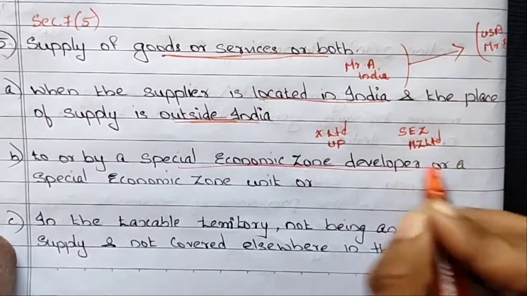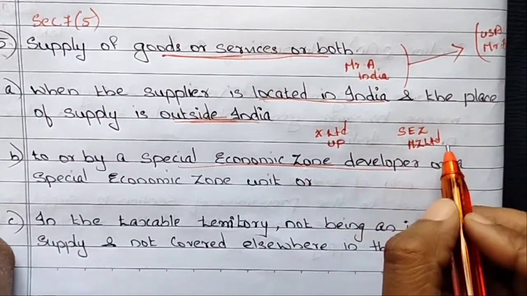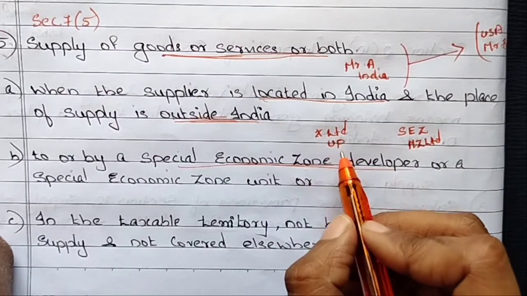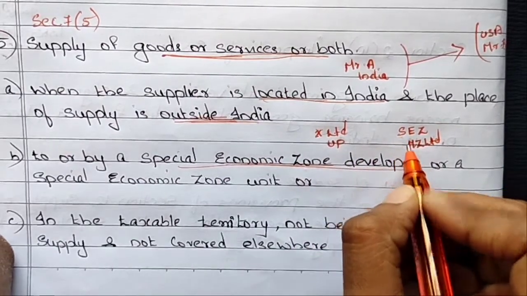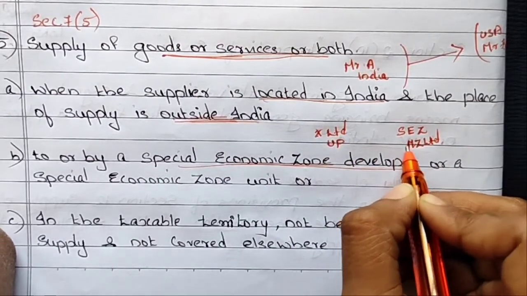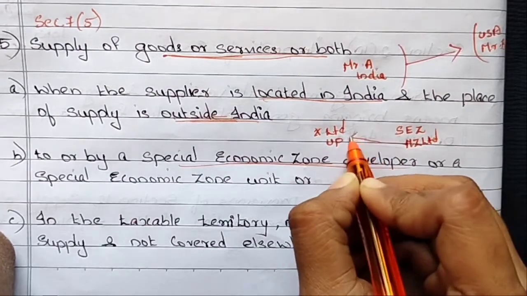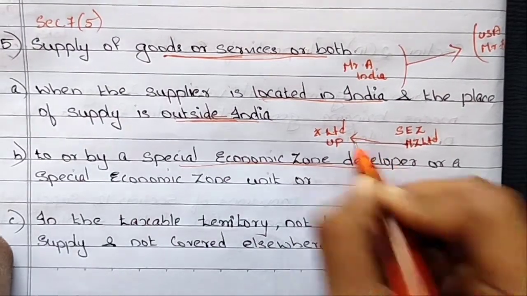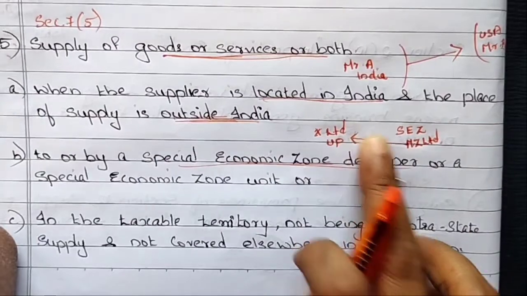So MZ Limited is in a special economic zone and X Limited is in UP. So here if MZ is providing goods to X Limited, then it is treated as interstate supply.